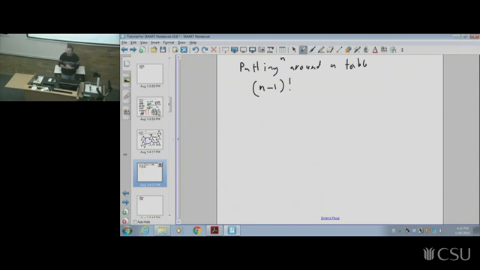And again, that assumes that anti-clockwise and clockwise are different. If you don't really care about that at all, and just consider who's next to who, but not left and right, then it'll be that divided by 2 as well. So n minus 1 factorial over 2.